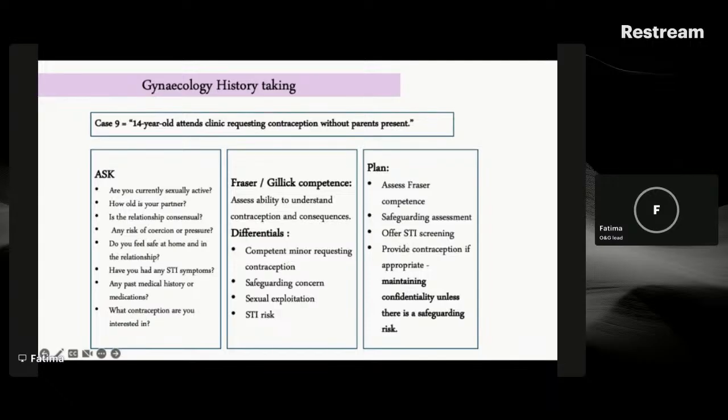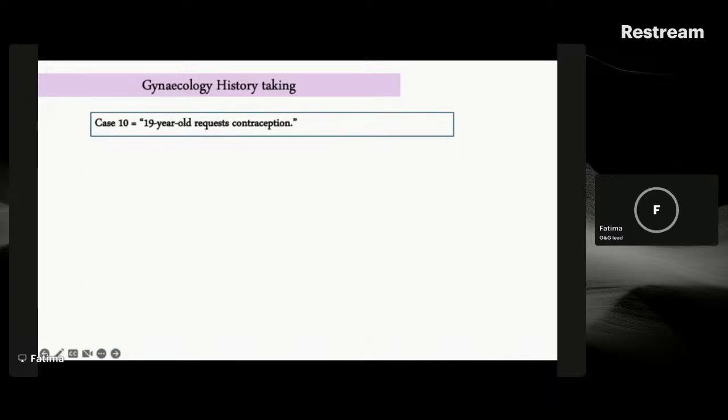So even if they've attended without their parents present, it's not your place to go and tell their parents. You need to maintain this confidentiality if they are Fraser competent. The next case is a 19-year-old who requests contraceptives. What are the questions to ask?